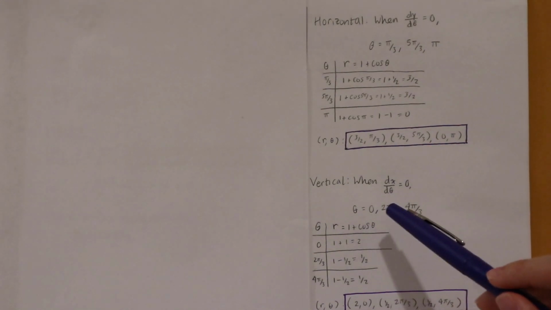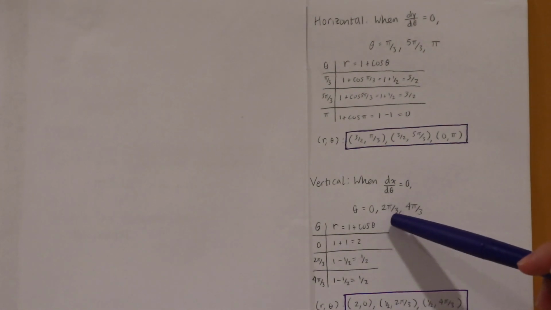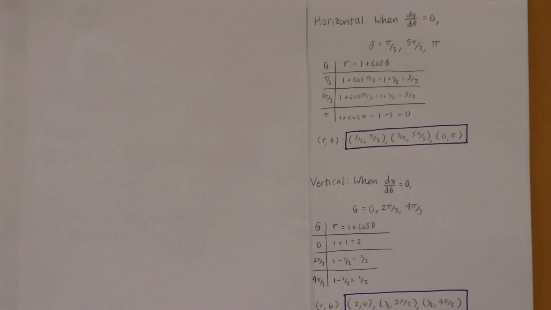When the tangent line is vertical, theta is 0, 2 pi thirds, and 4 pi thirds. Plug those into r equals 1 plus cosine theta, and you get the coordinates 2 comma 0, half comma 2 pi thirds, and half comma 4 pi thirds. And that's how you solve the problem.